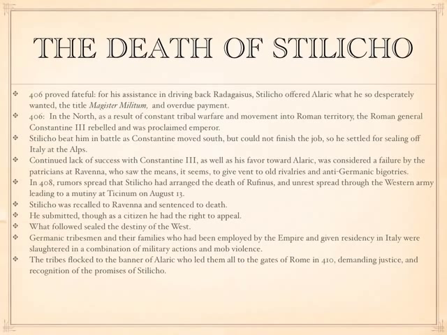What happened is, since Alaric is still running around between Illyricum and the Italian peninsula, the tribes flocked to the banner of Alaric, this powerful warlord. And he led them all to the gates of Rome in the year 410. It took a while to organize everything, but they camped out outside of Rome, and they threatened to sack the city. They demanded justice. They demanded a recognition that they had legal status in the Roman Empire, and that they were the warriors who were charged with defending the Roman Empire, and, you know, you just don't slaughter your own. They wanted to be recognized as the Romans that they firmly believed they were.